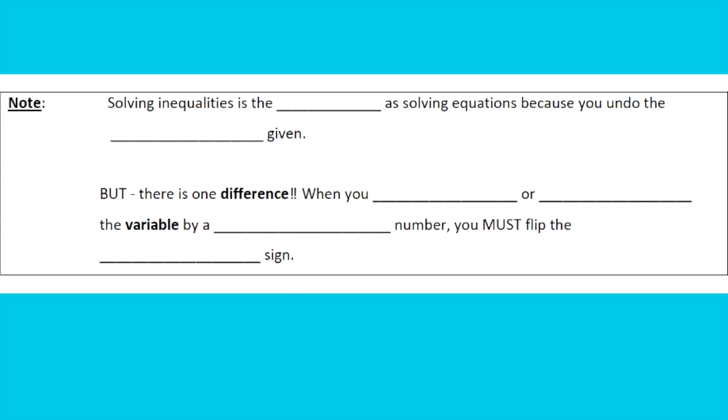Now, something to note when you're solving these inequalities, like we were just looking at: solving inequalities is going to be the same as when we solve equations, because you have to undo the operation that's given to you. So in that last one, we had plus 7, so we subtracted 7 to undo that. But there's one difference that you need to remember.